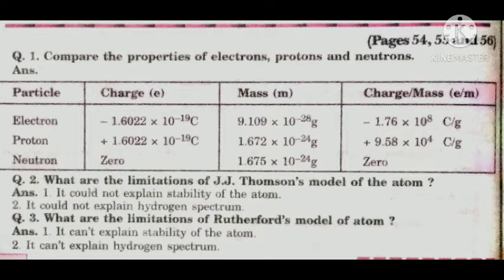Question number 2. What are the limitations of J.J. Thomson's model of the atom? Answer: it could not explain stability of the atom. It could not explain hydrogen spectrum.